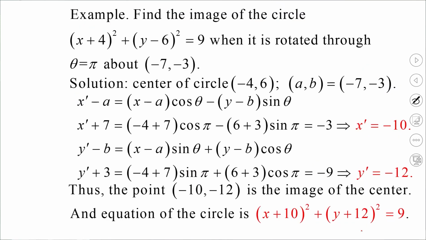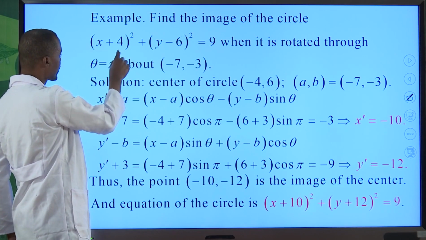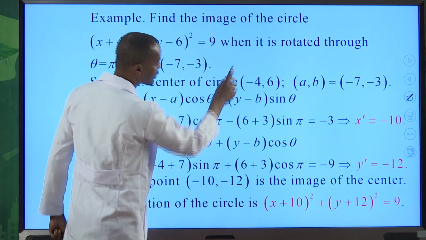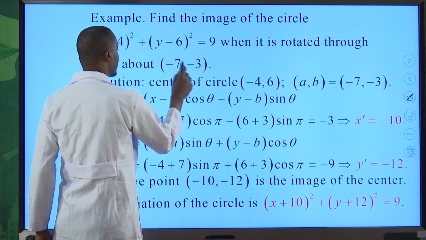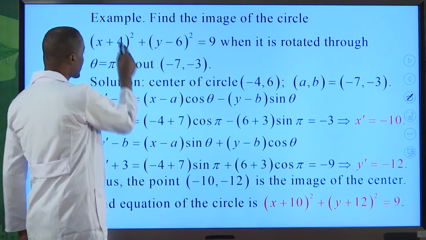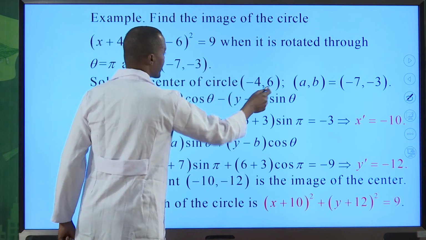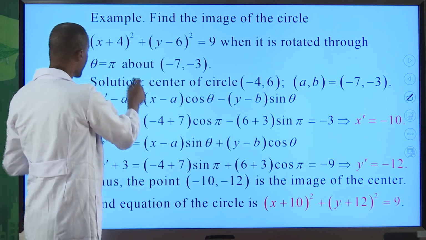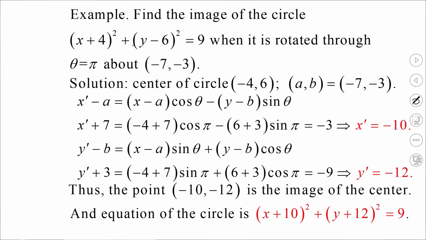The other problem is find the image of the circle. This is the equation of a circle, (x plus 4) squared plus (y minus 6) squared is equal to 9, whenever it is rotated through theta equal to pi about (minus 7, minus 3). And the center of this circle is (minus 4, positive 6). Always whenever the equation of a circle is given in this form, x is equal to, for example, minus 4 and y is equal to 6 will be the center.